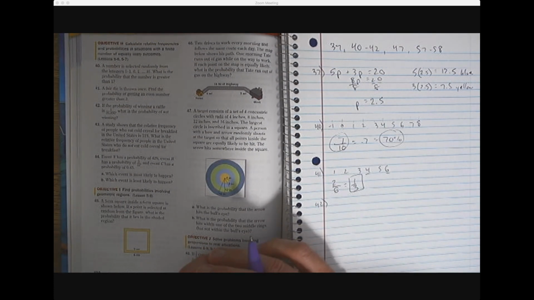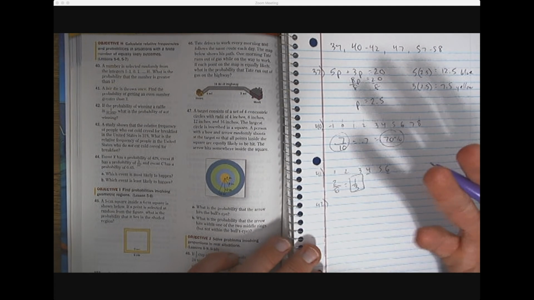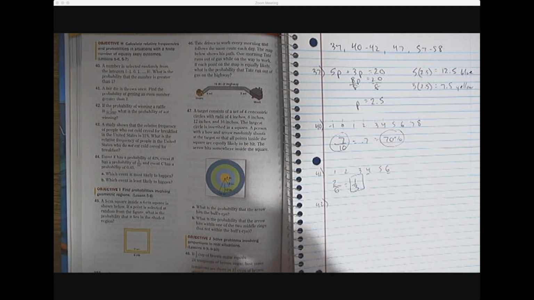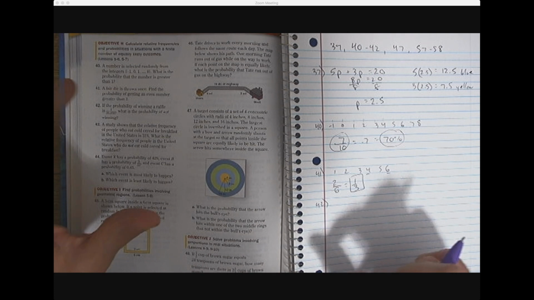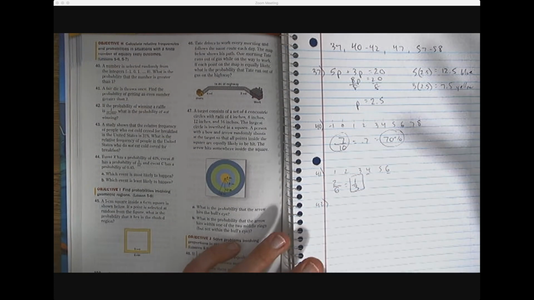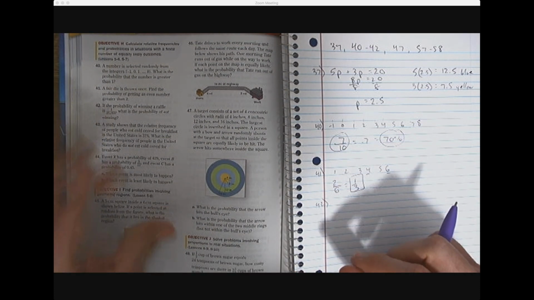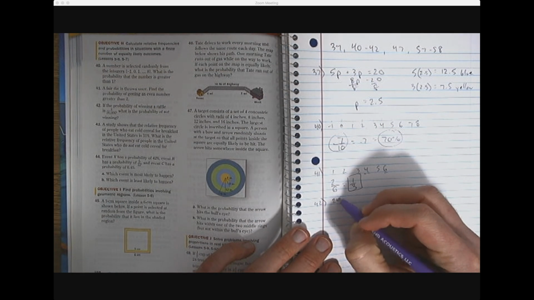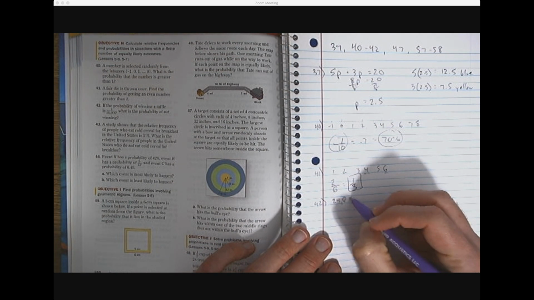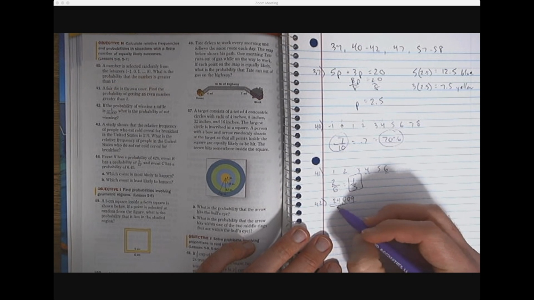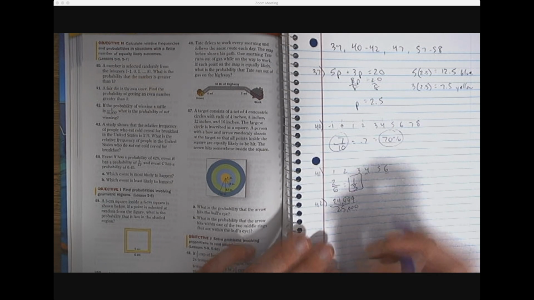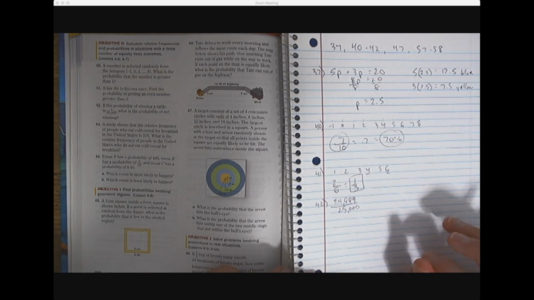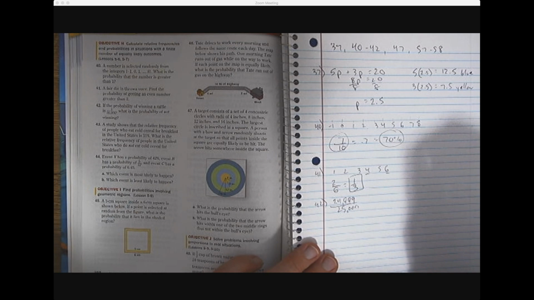42. The probability of winning a raffle is 1 out of 25,000. What's the probability of not winning? So that is all the other outcomes. That is called the complement. You have a 1 out of 25,000 in your favor. All of the other outcomes are not. So that is 24,999 out of 25,000. All right.